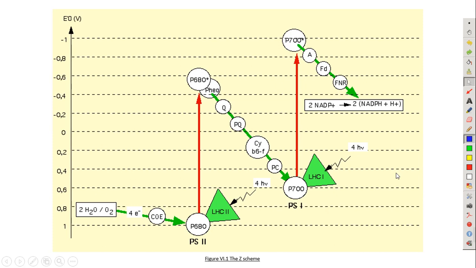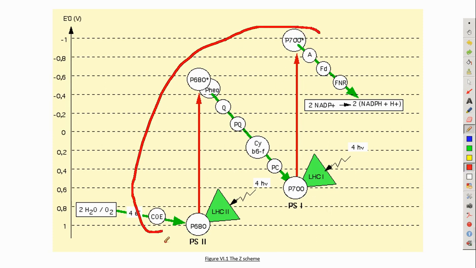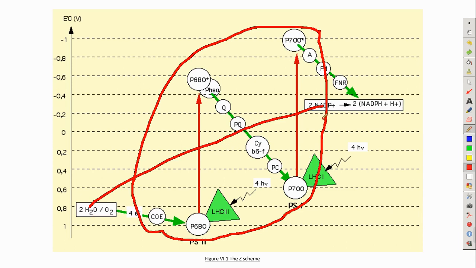So here we are. This transfer of electrons from water to NADP will imply that we need all of this Z scheme, all these protons, all these photosystems, to bring the electrons from water to NADP, and normally this should not be possible, but thanks to the Z scheme it is.